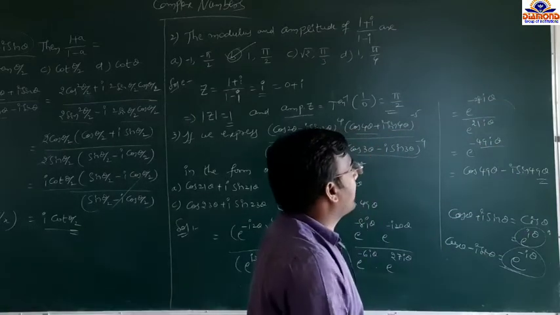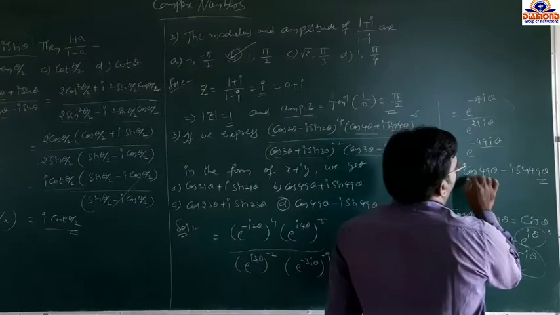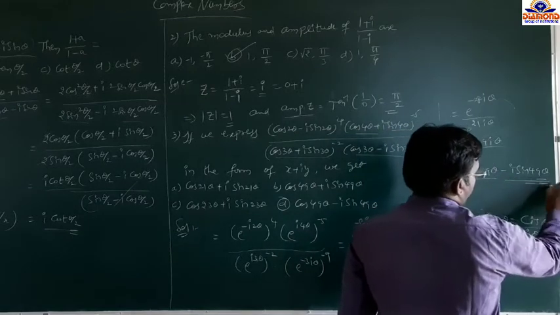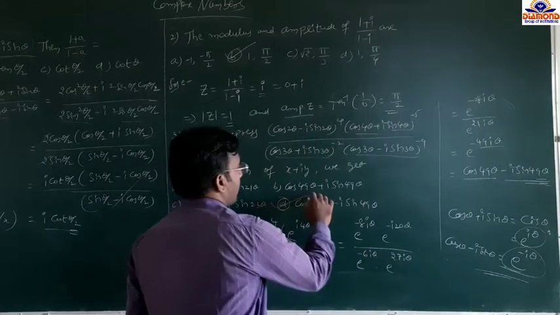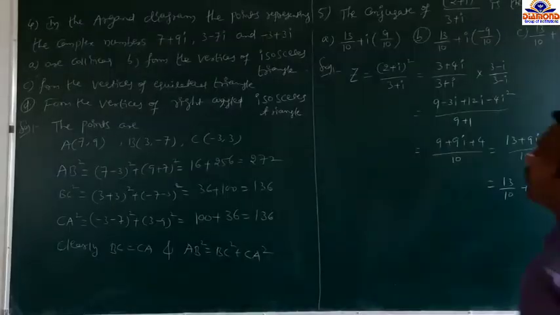e power minus 49 i theta is nothing but cos 49 theta minus i sin 49 theta, according to 7. So option is D. Next problem.